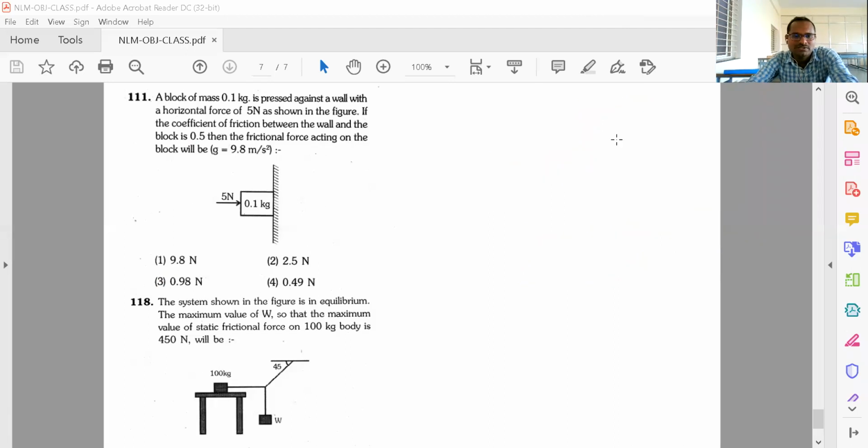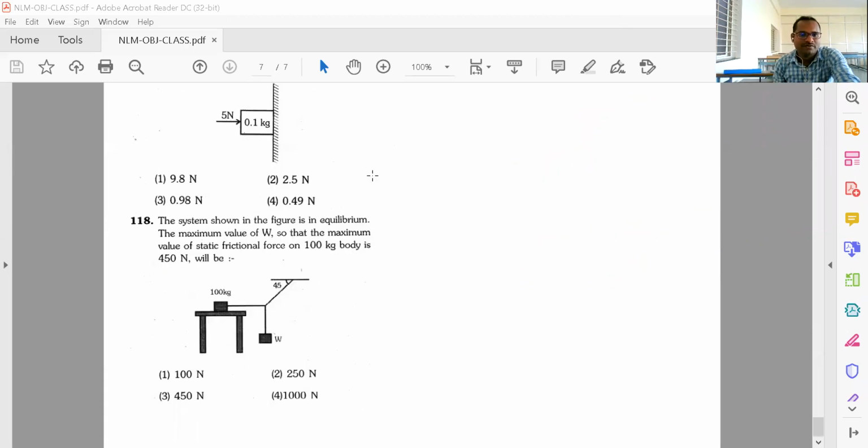Next, question number 1118, last question. The system shown in the figure is in equilibrium. Then the maximum value of W, so that the maximum value of static friction on the 10 kg block is 450. On this 10 kg block, a static friction is there. That value is 450. So what will be the value of W they are asking. Yes, this is the point. This side some tension is there. This side 450 Newton is there. And this side W they have given.